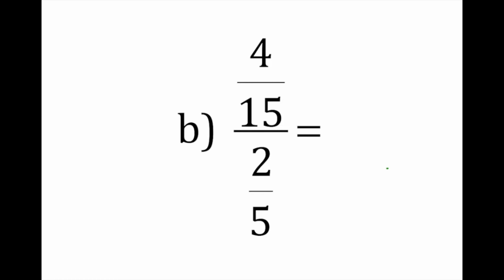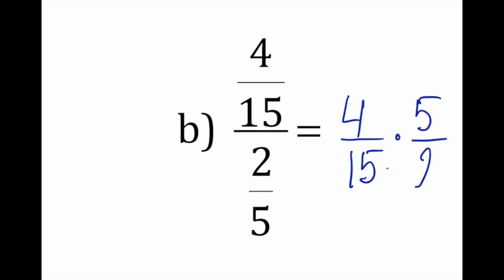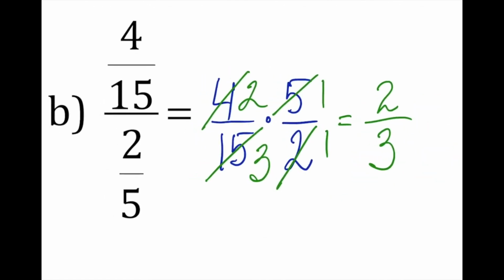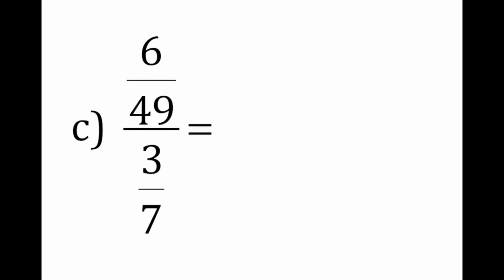4 over 15 divided by 2/5. So that's like 4 over 15 multiplied by the reciprocal, which is 5 over 2. Simplify. 2, 1, 1, 3. And that gives us 2/3. Oops, right there, 2/3. 6 over 49 divided by 3/7.